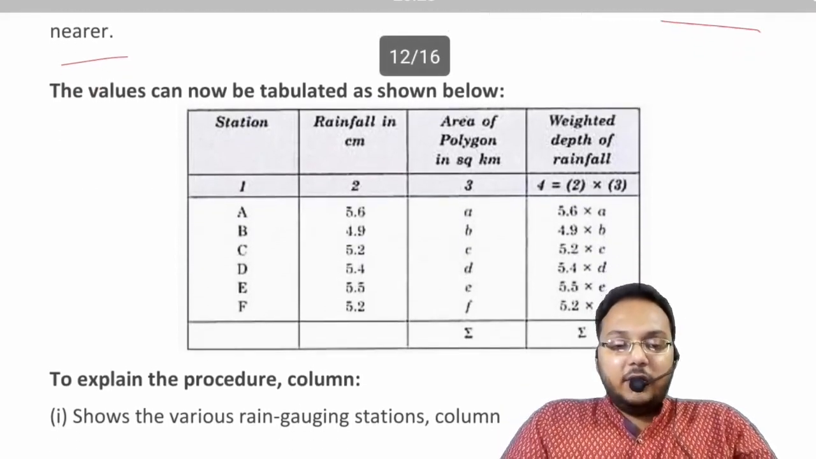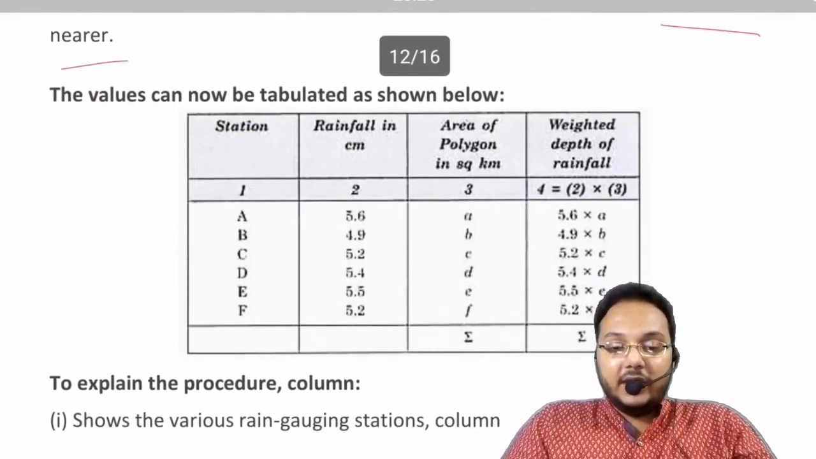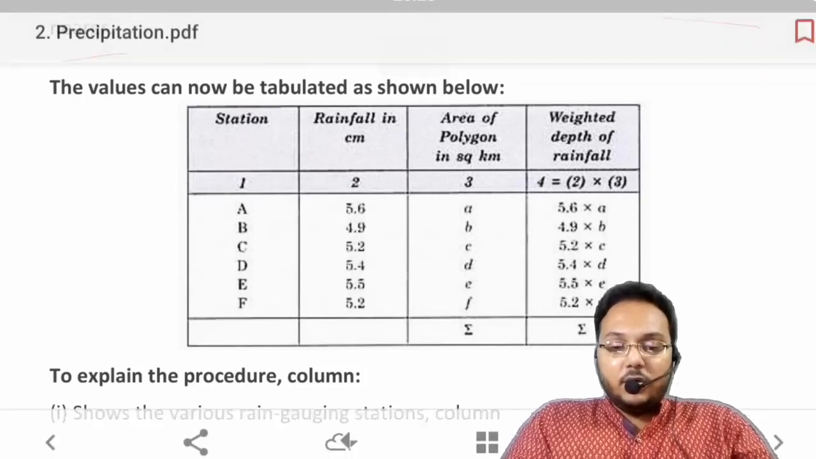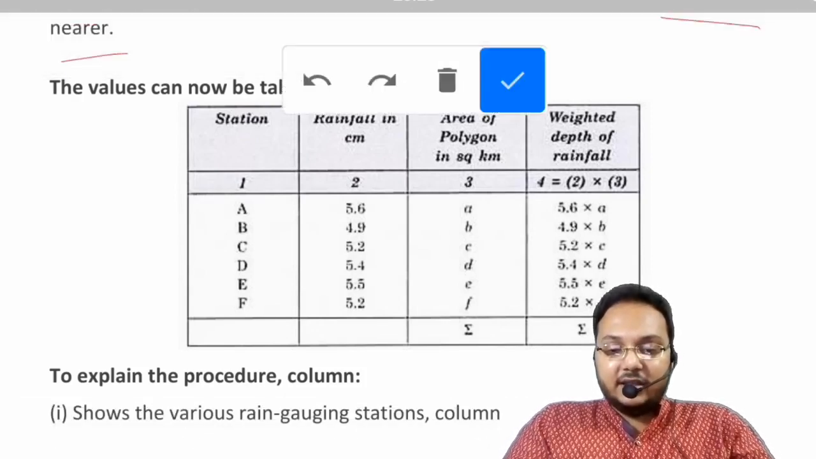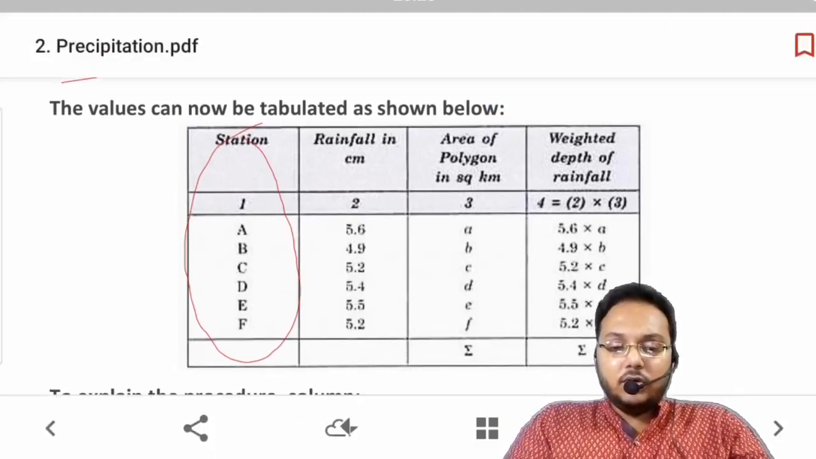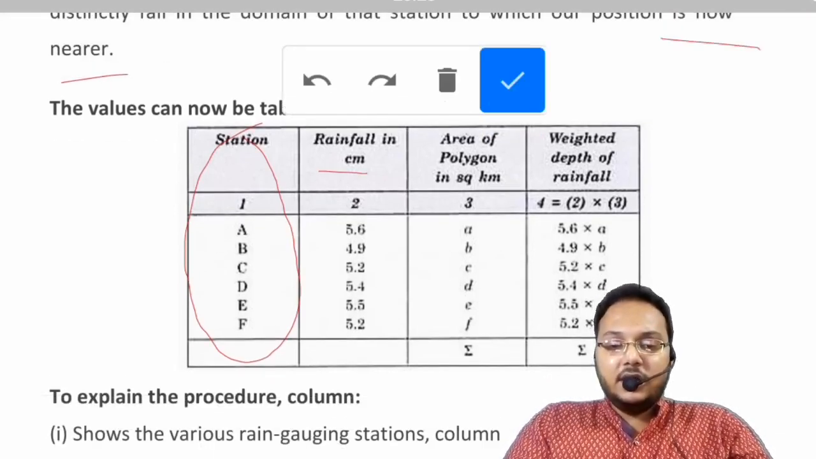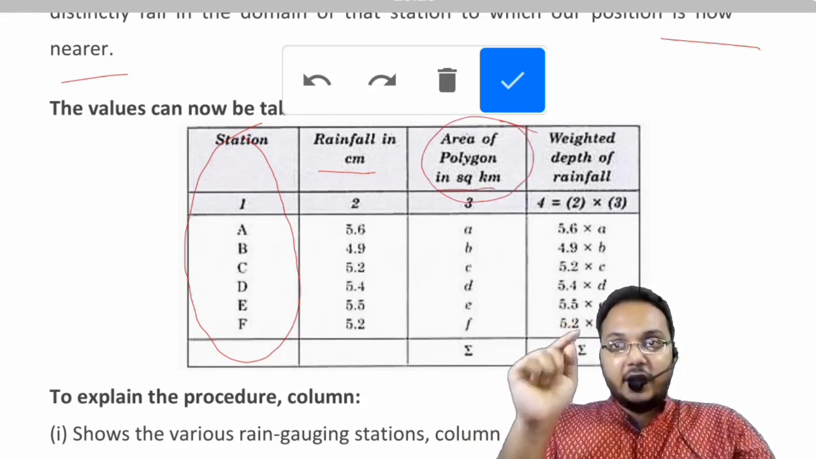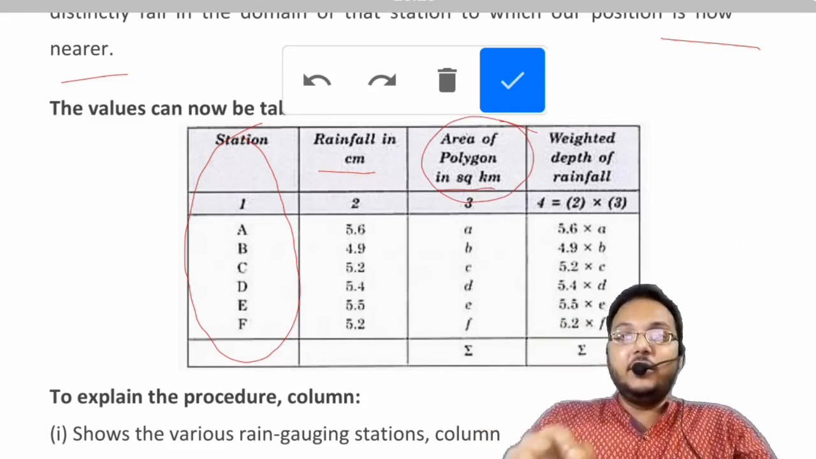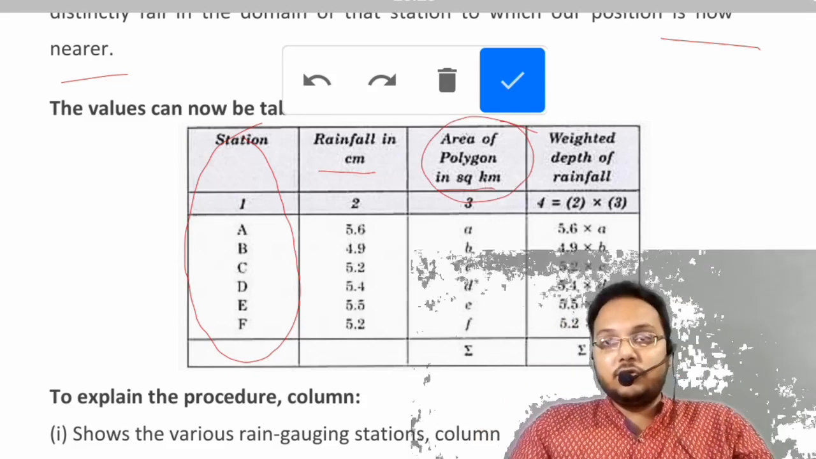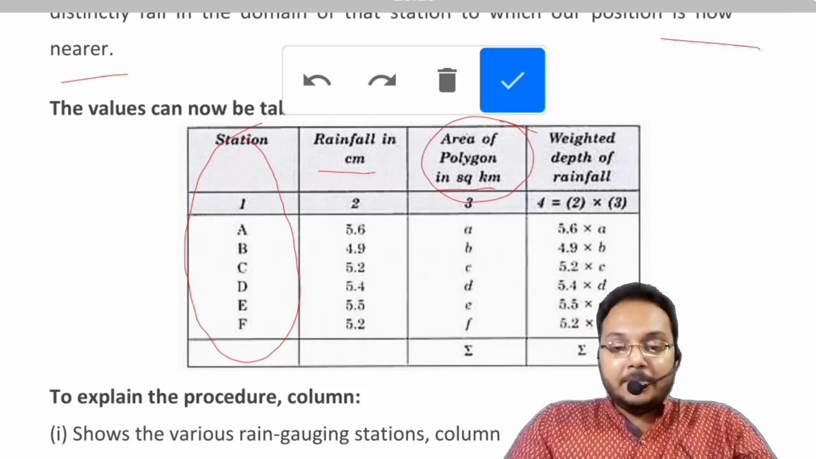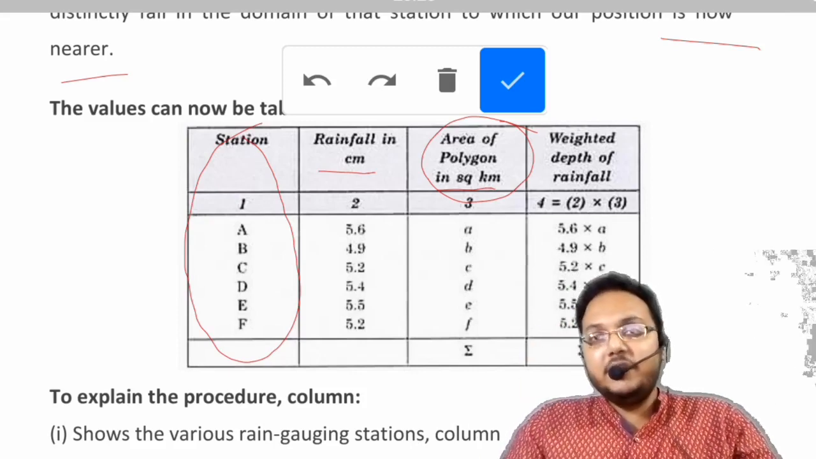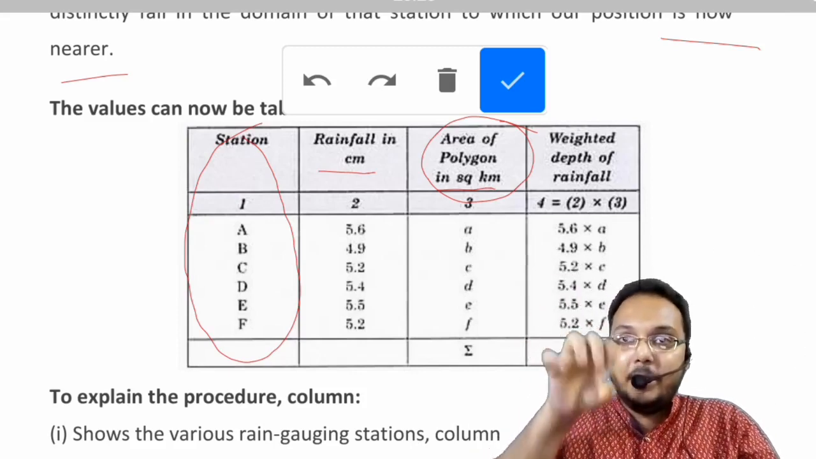Now the values can be tabulated in the figure somehow like this. What we are going to do is write the stations like this. Next, we are going to write the rainfall over here and the area of the polygon that is being formed in square kilometer. So in the question, just make sure that the area of the polygon is given to you, and then only you can go through the Thyssen polygon method. In most questions you will see that the polygons are actually made.